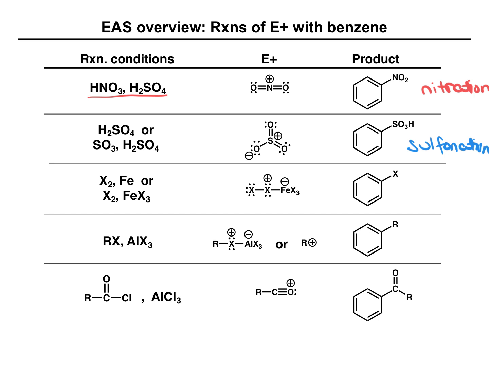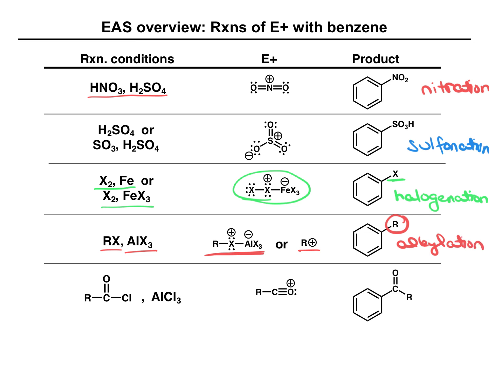If benzene is treated with a halogen in the presence of iron or in the presence of iron trihalide, then this generates an electrophile that looks like this, and it leads to the substitution of a hydrogen by a halogen. And so this is called halogenation. If benzene is treated with an alkyl halide in the presence of aluminum trihalide, that will generate an electrophilic species that looks like this type of complex, or it could just be a carbocation, and that leads to the substitution of an alkyl group for the hydrogen. This is called an alkylation.